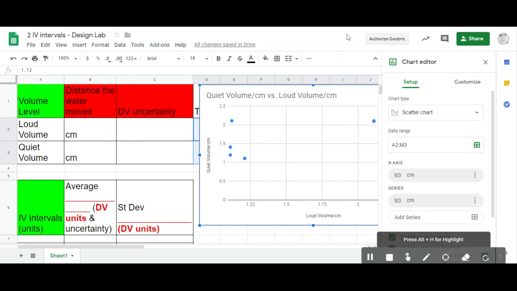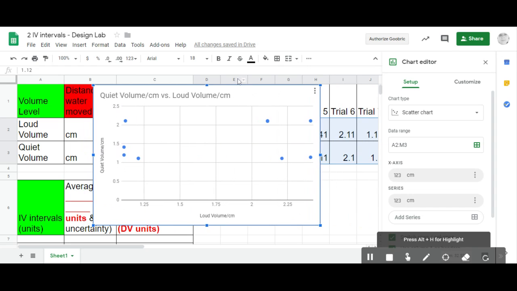This graph is a scatter plot of the loud volume versus the quiet volume. That's not really what I want. I have two things that I'm comparing, right? A loud volume and a quiet volume, and this graph doesn't show them being compared.